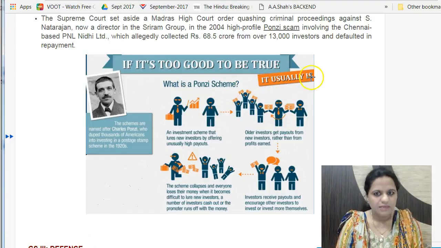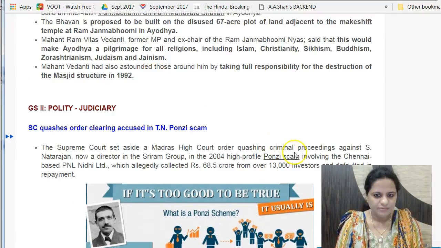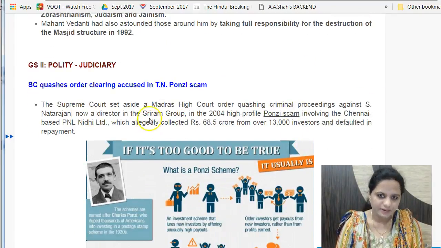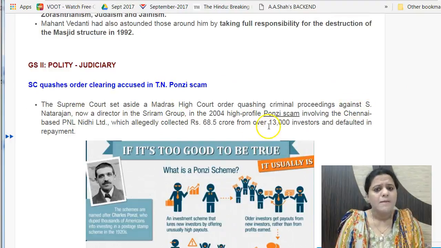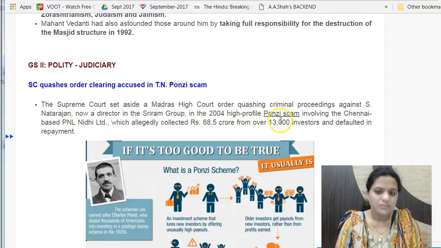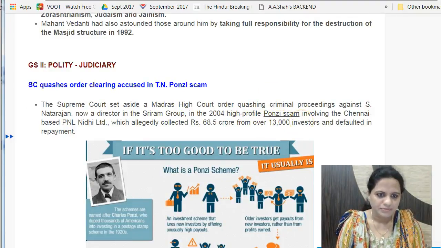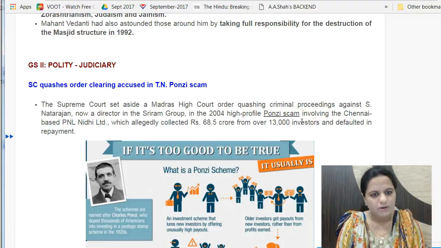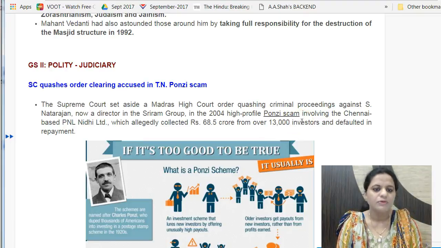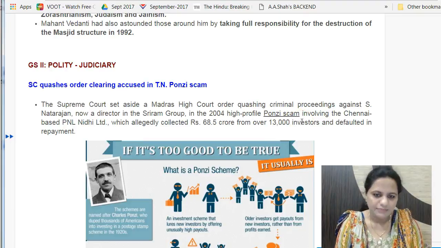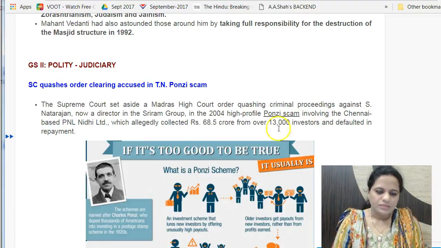So one such similar scheme was going on in Tamil Nadu, and in this case the High Court had acquitted the director of criminal proceedings because he was appointed later, but then it was highlighted that he was the one during whose time this Ponzi scam diversion had taken place. So that is why the Supreme Court has quashed the order of the Madras High Court, and criminal proceedings will again be initiated.